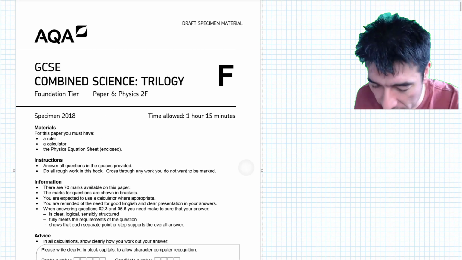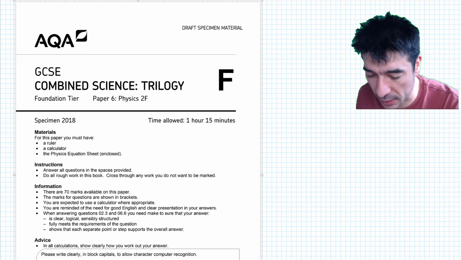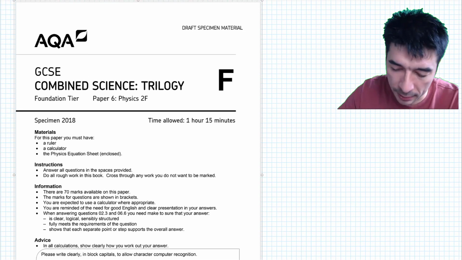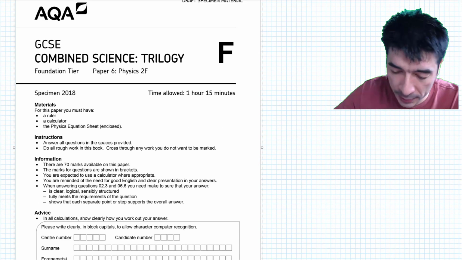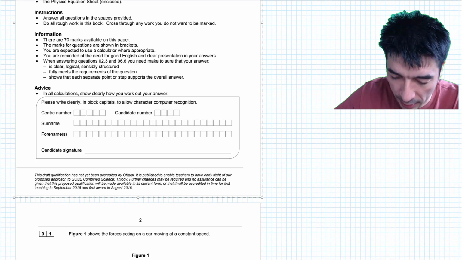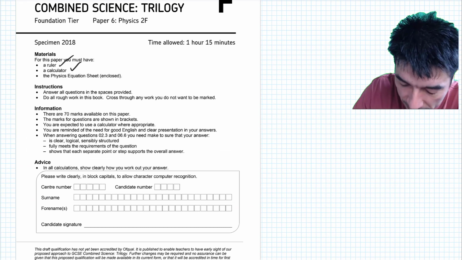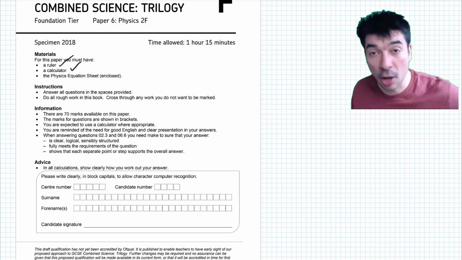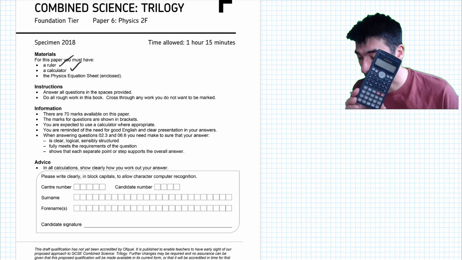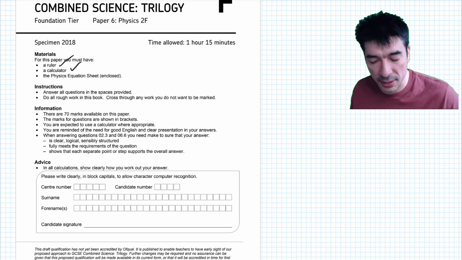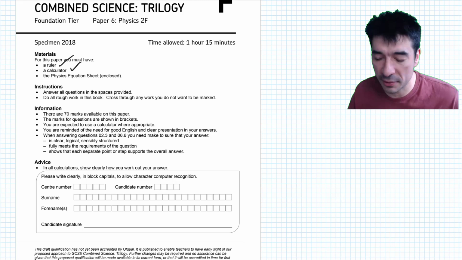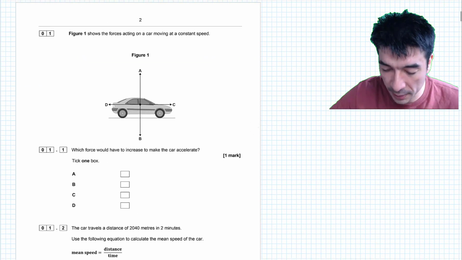So without further ado, we're looking at the combined science trilogy paper for physics, and this is paper two. So let's just have a quick look. A couple of things to point out. You definitely need to bring a ruler, a calculator, your own calculator, guys. Don't just wait for the school to get you one, because you won't know how to use it. It will be a bit different to the one you're used to. If you have your own calculator, you will do better.